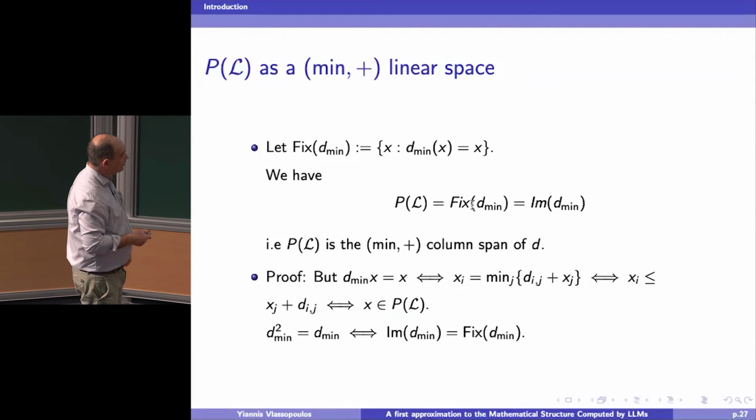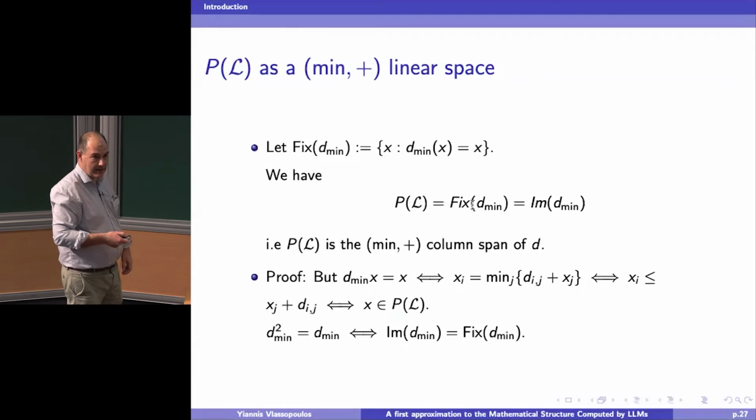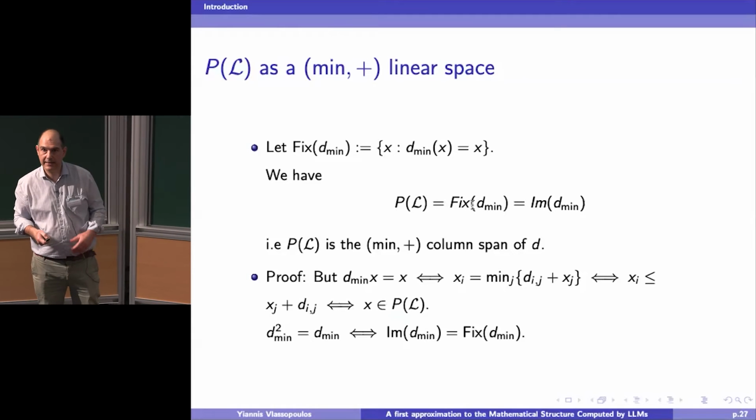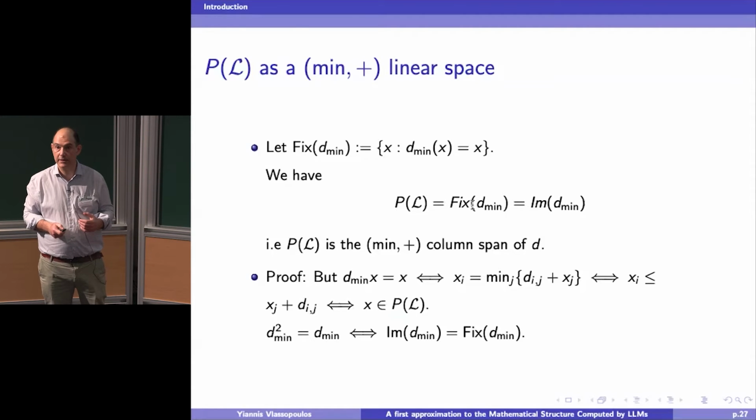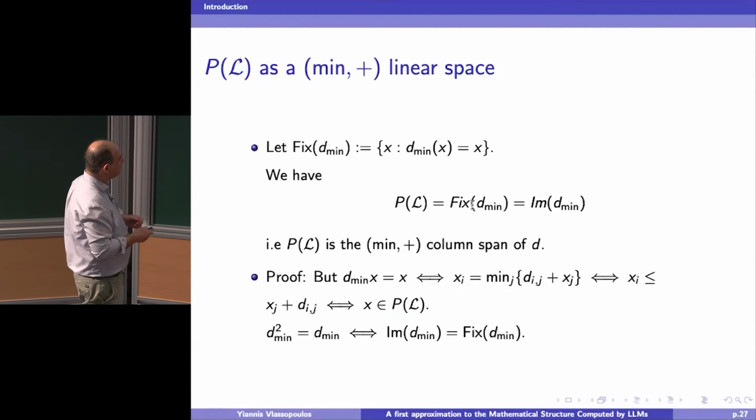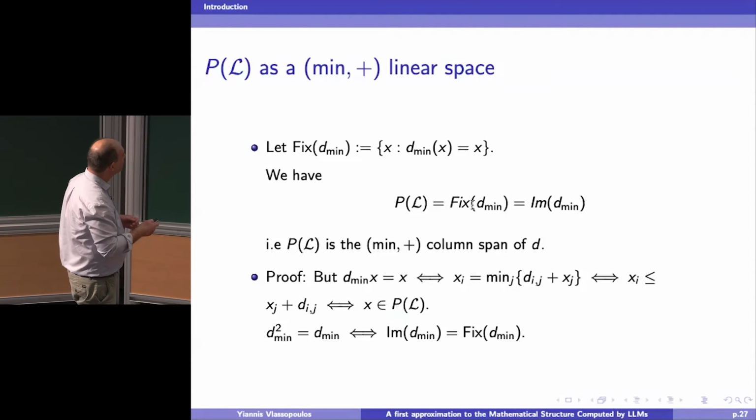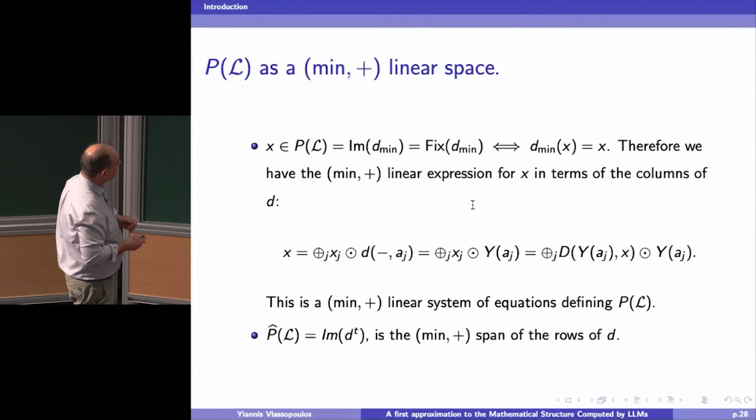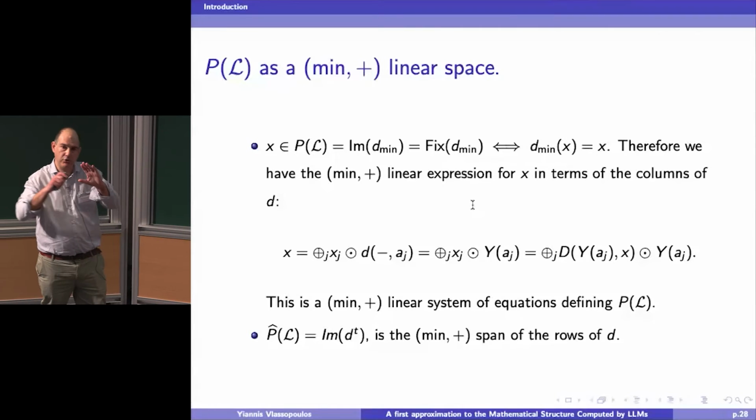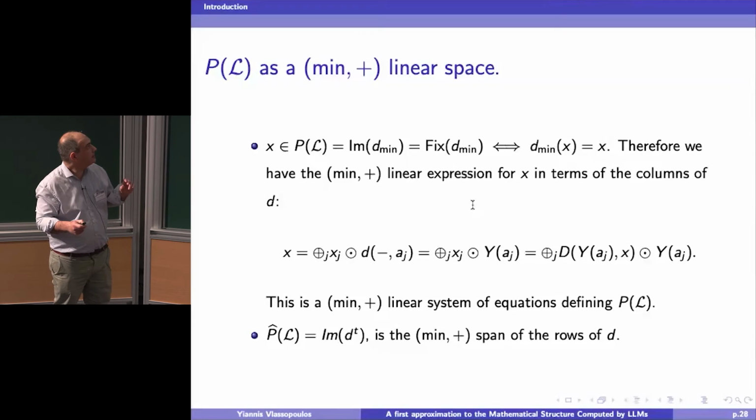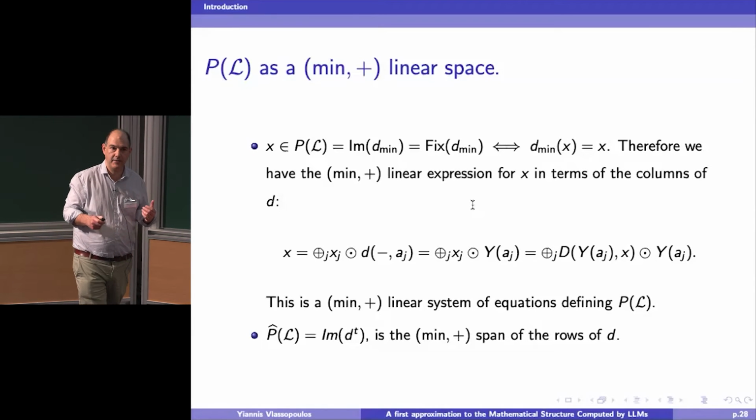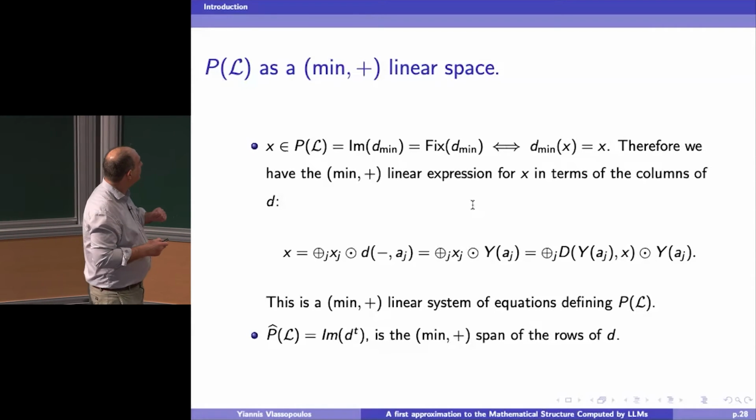Because it's the image, we can see immediately that this is basically the min-plus span of the column vectors of the matrix D. So this P of L, this polyhedron, is really a linear space in a sense. It's a linear space not in the usual arithmetic, but in the min-plus arithmetic.